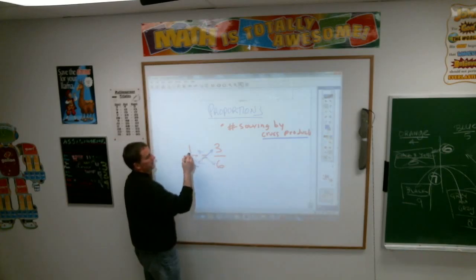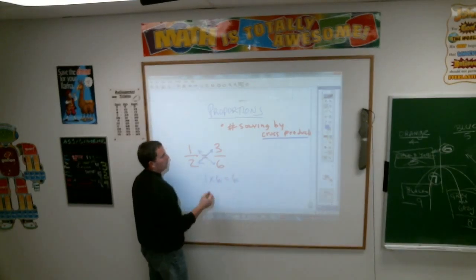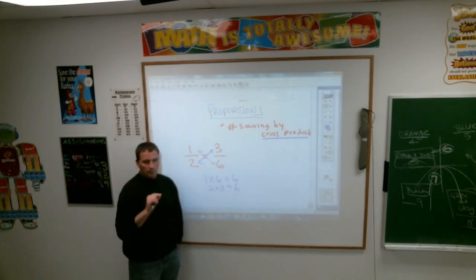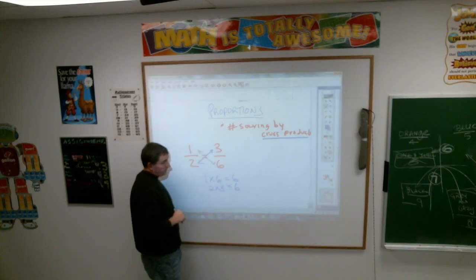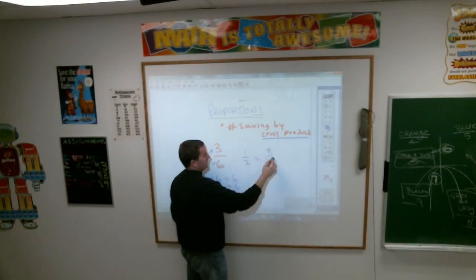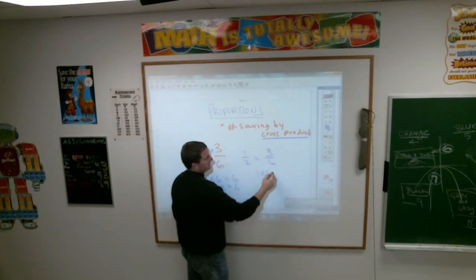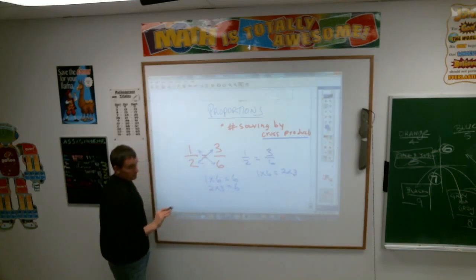What is 1 times 6? 1 times 6 equals what? 6. What is 2 times 3? 6. And the basic gist is that when you have equal fractions, the cross products have to be equal. When you have equal fractions, 1 times 6 has to equal 2 times 3. If they don't, they're not equal fractions.